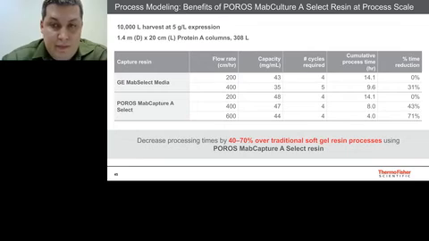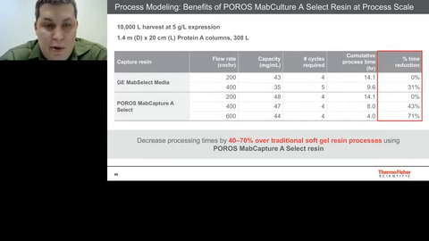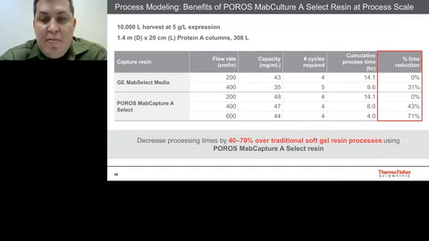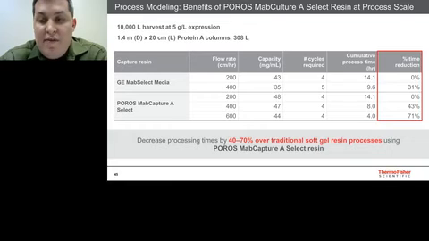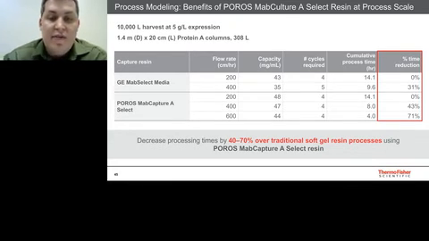However, the POROS MabCapture A Select would have a greater time saving because there would have to be an extra purification performed using MabSelect due to its loss of binding capacity. At 600 centimeters per hour, POROS MabCapture A Select would still be able to purify the entire feedstock in 4 purifications, and as such, the time reduction is significantly greater.